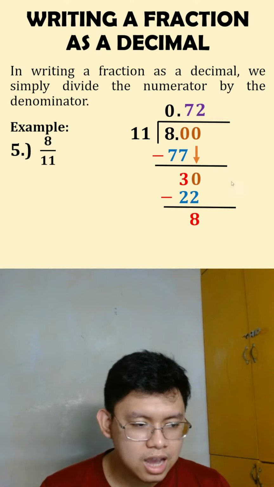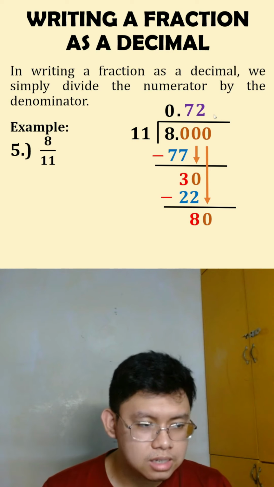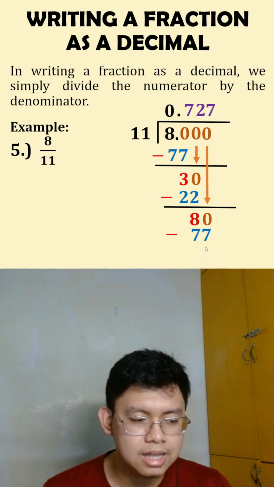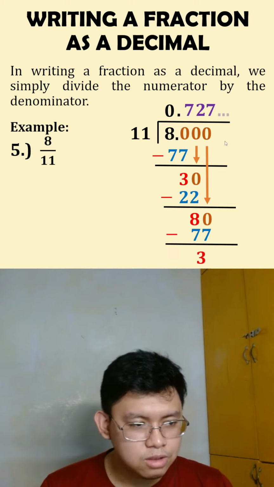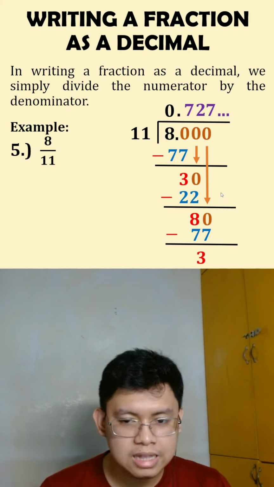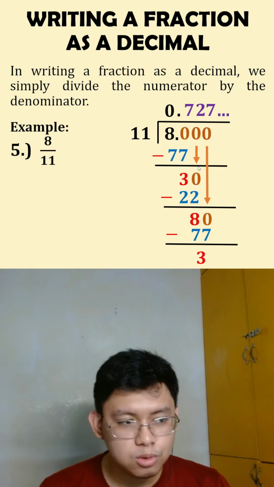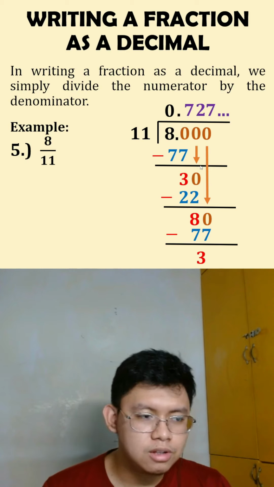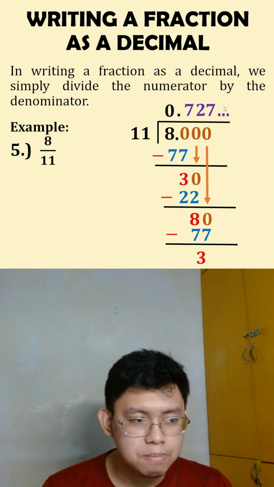Now, create ulit tayo ng 0 dito. Bring down 0. This will be 80. 80 divided by 11 is 7. 7 times 11 is 77. Subtract natin. That will be 3. Tapos, create ulit tayo ng 0. Bring down 0. And mapapansin nyo, paulit-ulit na. Puro 72 yung ating quotient. So, if we see a pattern na repeating yung decimal natin, then we will stop here.